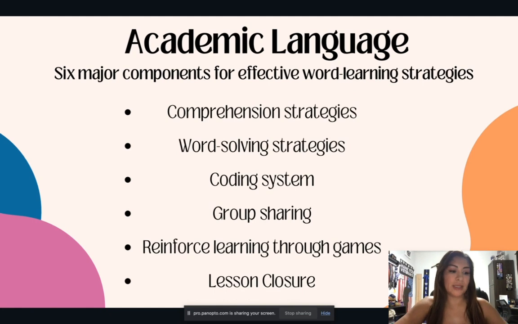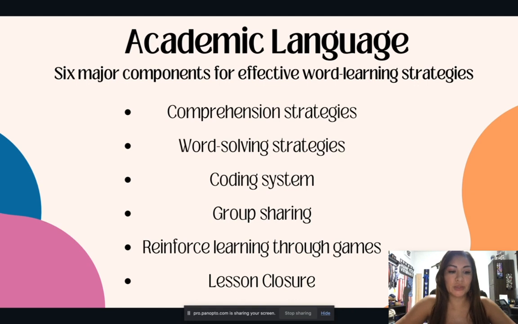Academic language. Academic language can also be supported by morphological instruction. Some common core state standards that relate to academic language instruction include determining word meanings as used in a text, finding meaning of unknown words, and using grade level academic vocabulary. There are six main components that are suggested for effective word learning strategies. Number one, students must be explicitly taught visualizing and making connections comprehension strategies. These strategies will deepen the student's overall comprehension of the text.